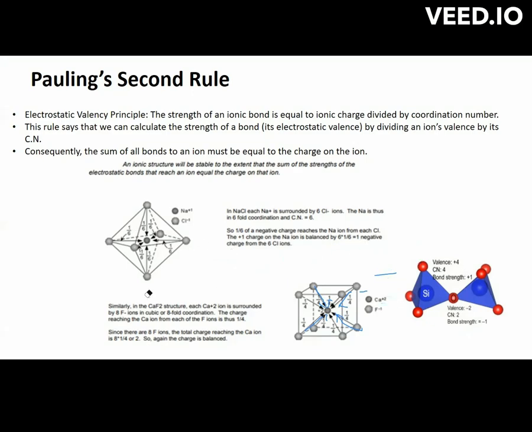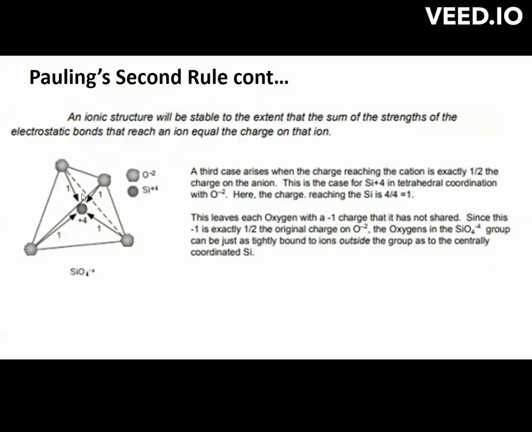So let's move on. I hope it's making sense. We're still on the second rule, and we're trying to give you at least one last example. This is the tetrahedron. We know we've got the oxygens surrounding it, 1, 2, 3, 4, which means the coordination number will be 4.